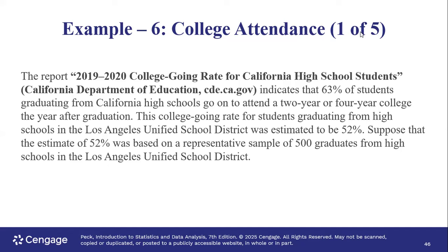The college-going rate for students graduating from high school in Los Angeles Unified School District was estimated to be 52%. Suppose that the estimate of 52% is based on a representative sample of 500 graduates. So the sample that they collected from Los Angeles Unified School District, n is 500, out of whom 52%. So the sample proportion of success is 0.52.